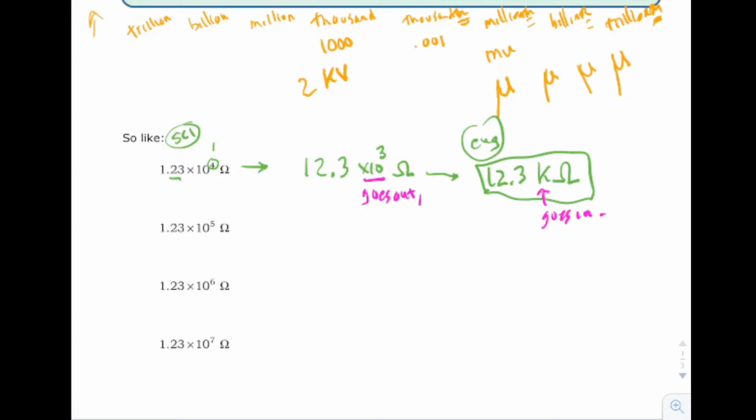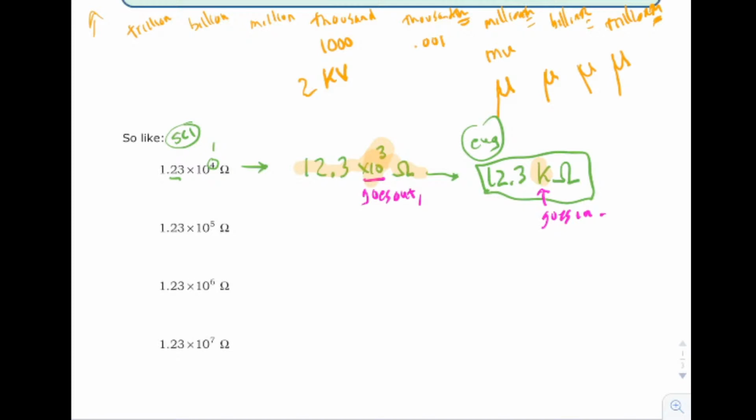Anyway, so you take the 10 to the 3 out. See, this isn't quite engineering notation. It's closer, because at least I got the exponent to be a multiple of 3, 6, 9. But really, take that out and put the prefix in. Now you've got engineering notation.